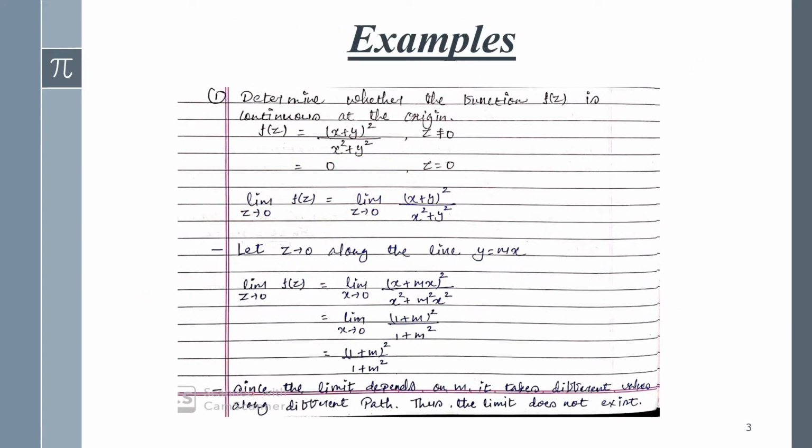The question is: determine whether the function f of z is continuous at the origin, where f of z is given as x plus y whole square upon x square plus y square, where z does not equal 0, and the function is 0 where z equals 0.